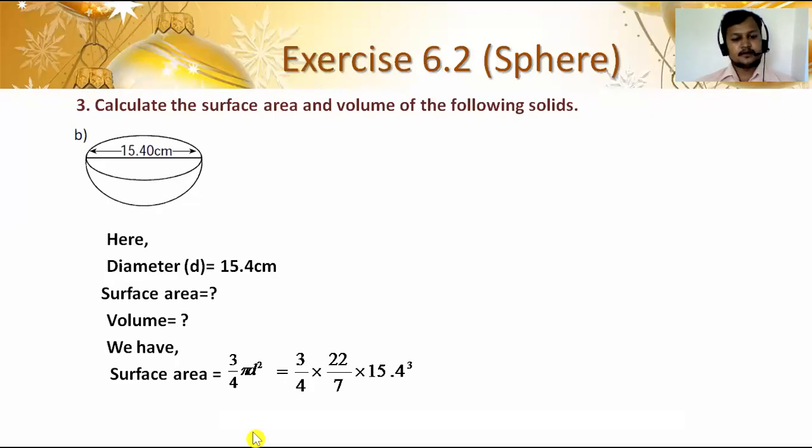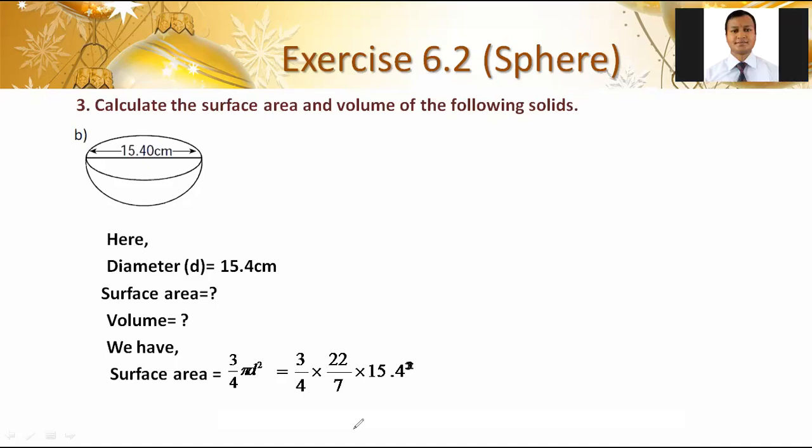Can you calculate the final value of this one? 3 by 4, value of pi is 22 by 7 into 15.4 cube. Sir, cube or square? Oh, sorry. It is square only. I made a mistake here. It's not cube. It is square. Yeah. Sir, its value is 559.02.